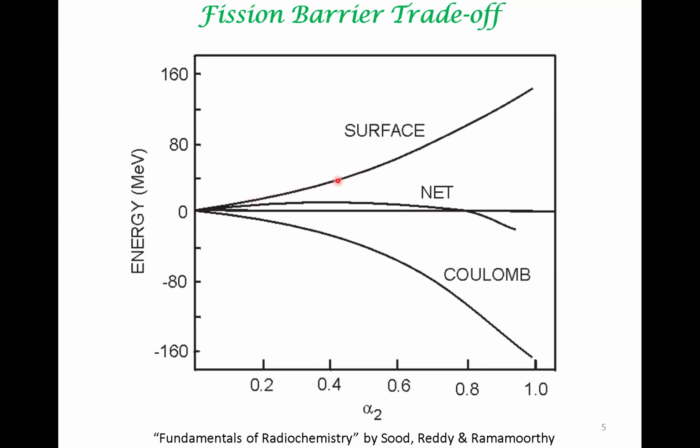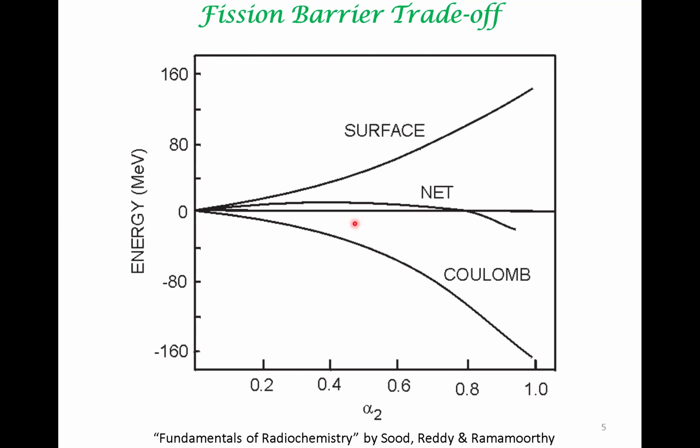This is monotonously increasing. This corresponds to surface energy. Recall these definitions based on the liquid drop model. This is the Coulomb energy. The Coulomb energy monotonously decreases, the surface energy monotonously increases. Combination of this gives rise to an activation barrier and the net potential energy surface.